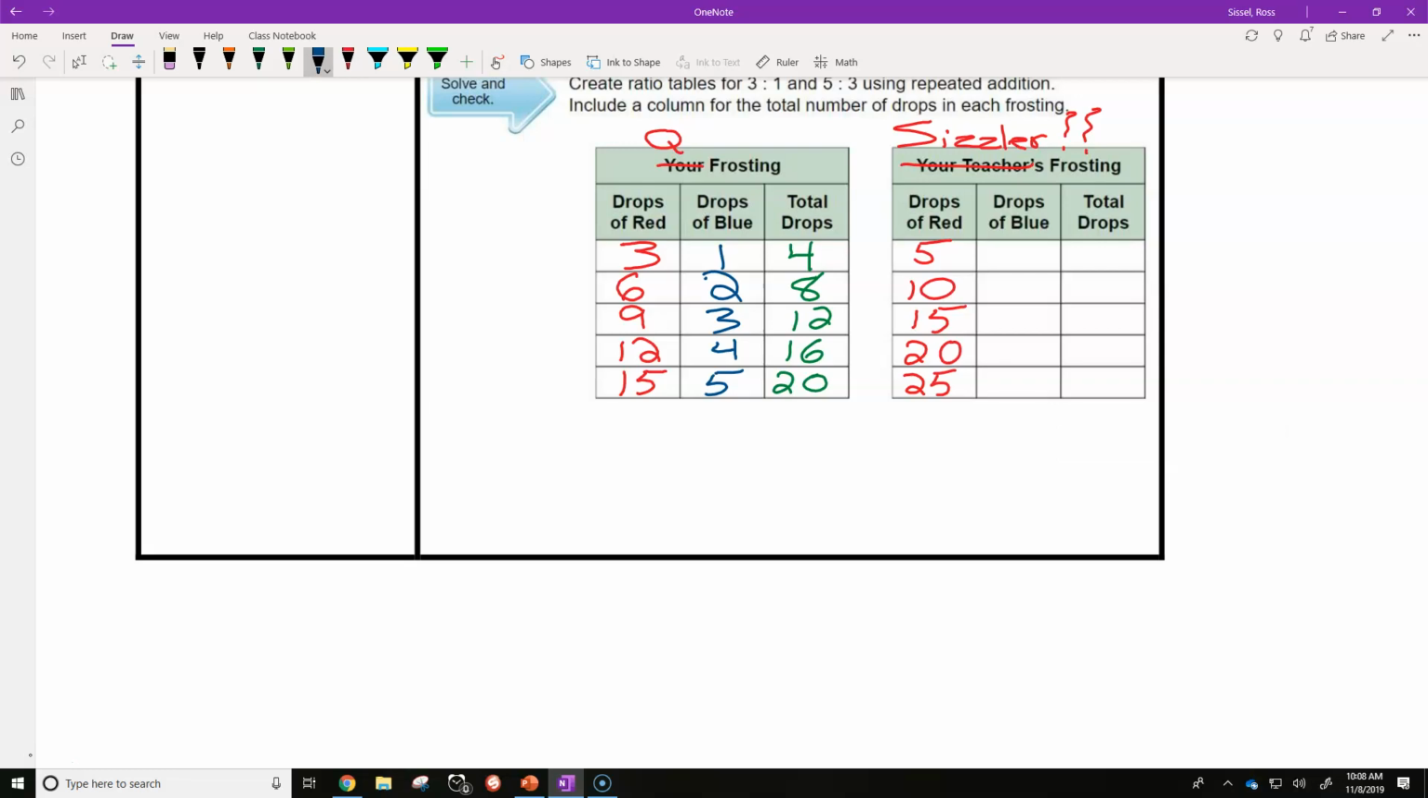Alright. How many drops of blue did I put in when I put 5 in? 3. Every time I put 5 in, I put 3 more in. So I can add by 3. 3. 6. Alright. How many total drops did I put in? 8. 16. 24. 32. 40. Okay. Now, listen to this because there's 3 ways to solve this.